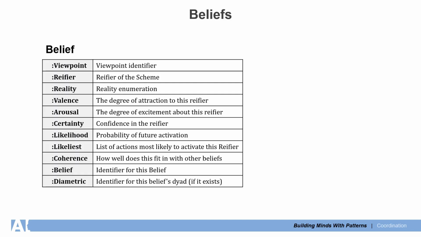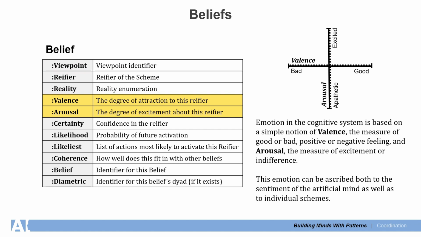A belief structure is shown. The viewpoint and reality establish the context for the belief. Emotion in the cognitive system is based on a simple notion of valence, the measure of good or bad, positive or negative feeling, and arousal, the measure of excitement or indifference. This emotion can be ascribed both to the sentiment of the artificial mind as well as to individual schemes.